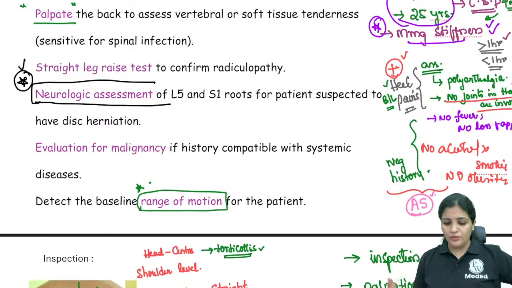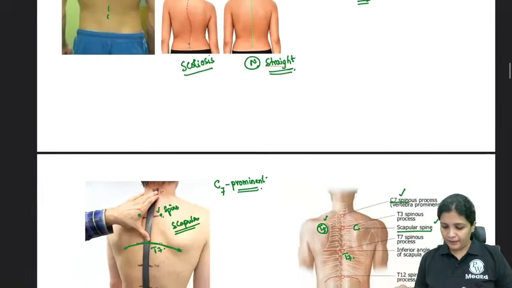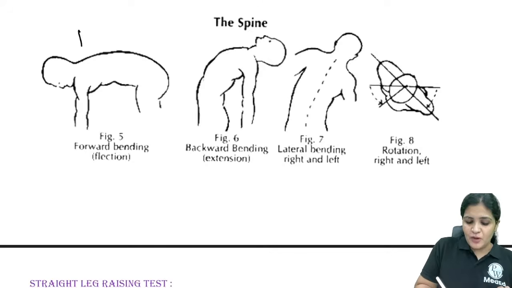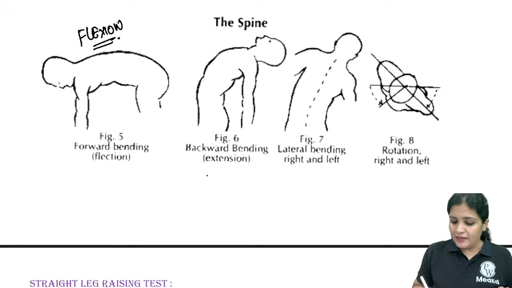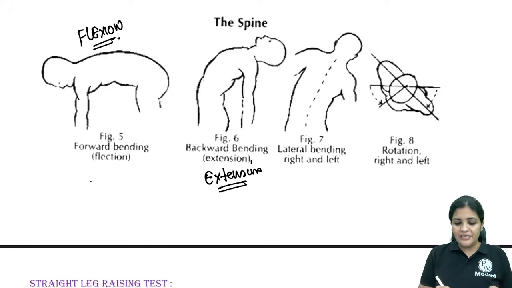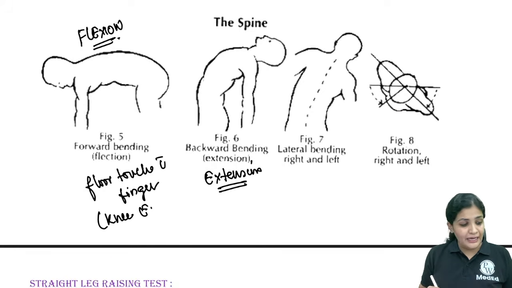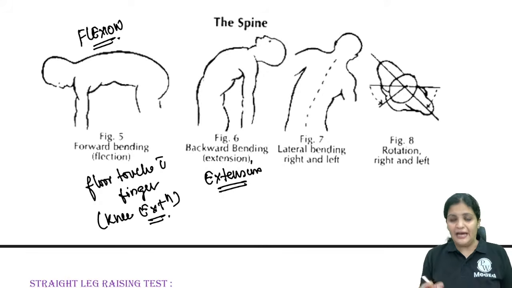So this is how you do the physical examination. These are the various movements which you have to test. The first one is your flexion. The second one is extension, where you will see the ceiling. Flexion is where you ask the patient to touch the floor with the fingers, and the important thing is it should be done with the knees in extension, right? And then the backward bending.